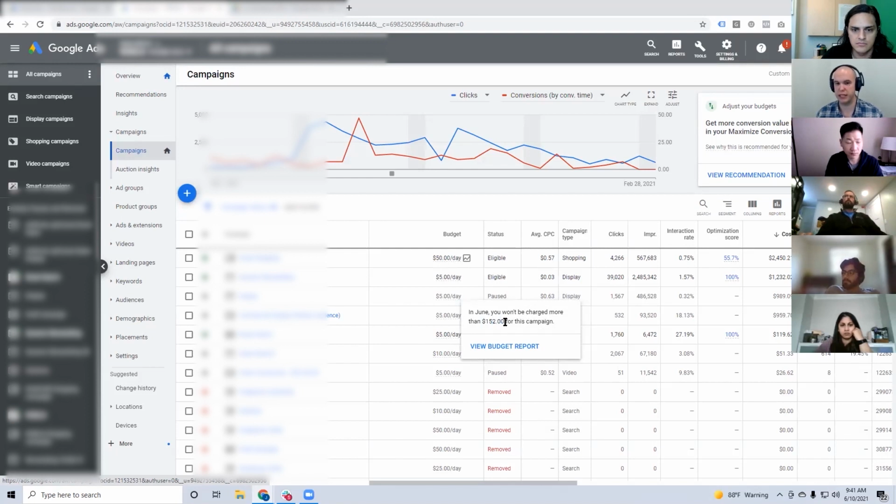This is basically not just a guidance. I'm not saying, yeah, we're going to try to spend $152. No, this is what you will be charged if it does spend up to that budget.